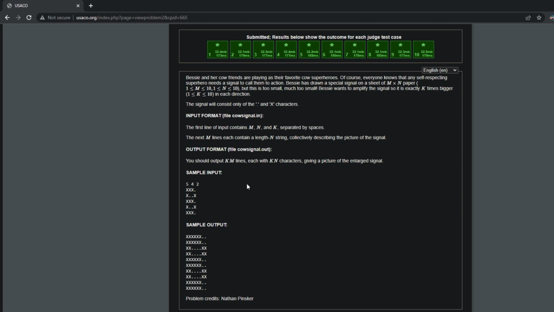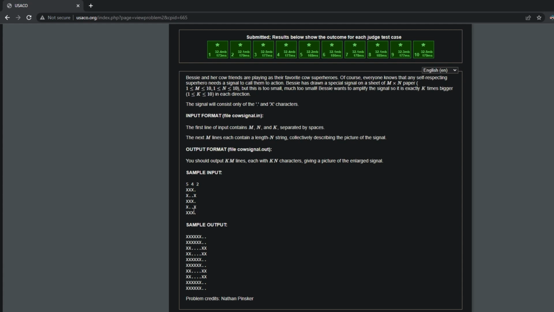So this is a fairly simple problem, right? All we need to do is just increase the size of the signal, or in other words, amplify it. And so we're given m and n, which is the dimensions of the actual signal, and then we're given k, which just shows the factor of amplification that we need to use.